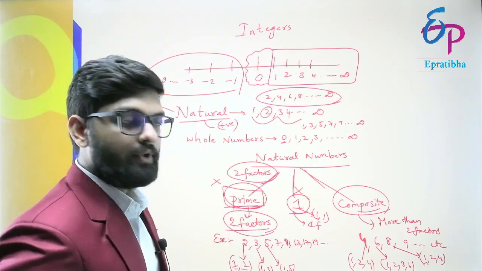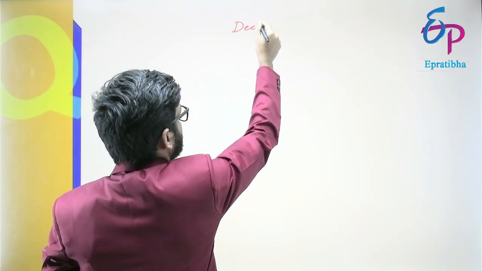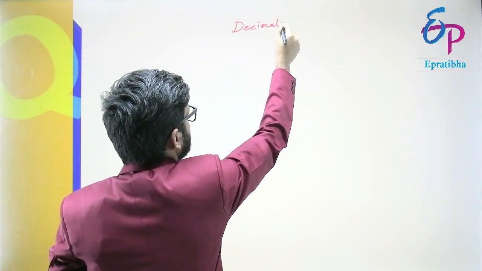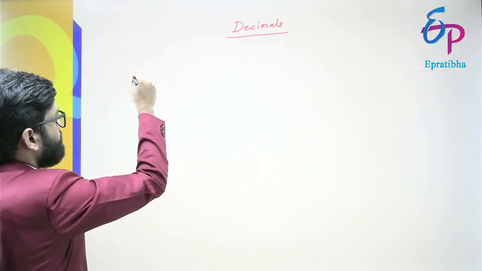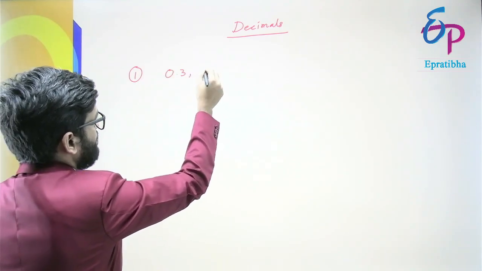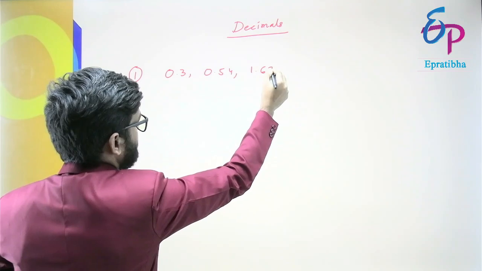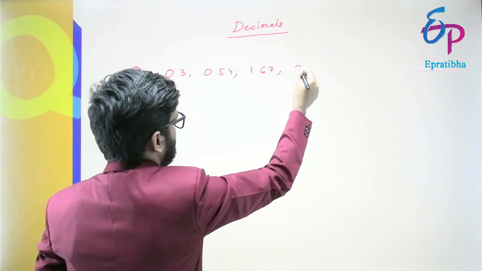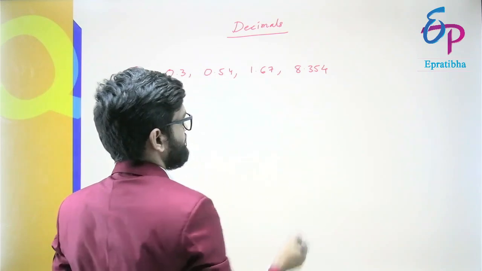Now moving on, we have not seen the decimal part, right? Let's focus on that. Now what are decimals? I'll write 3 kinds of numbers here. First, I'll take 0.3 or 0.54, 1.67, 8.354. Let's take it like this.